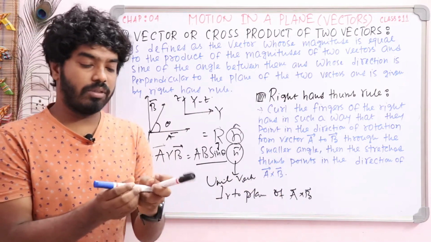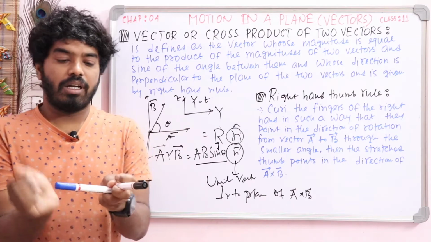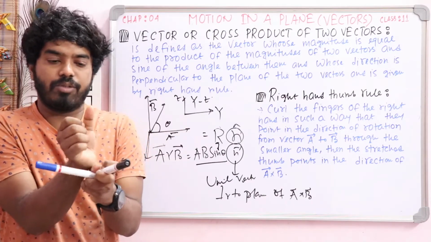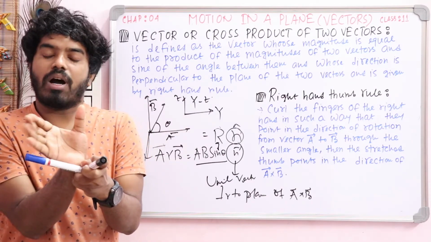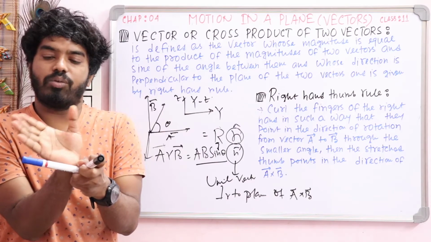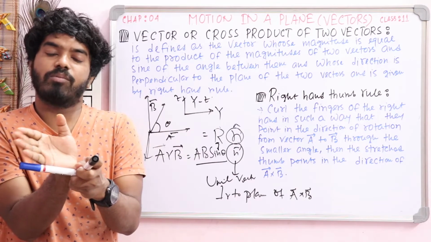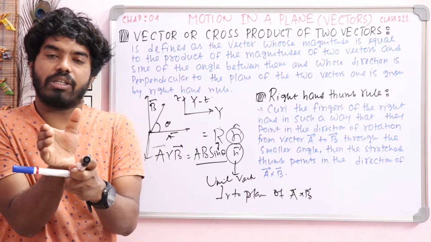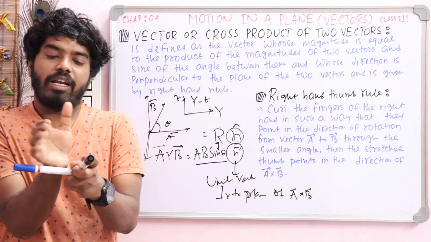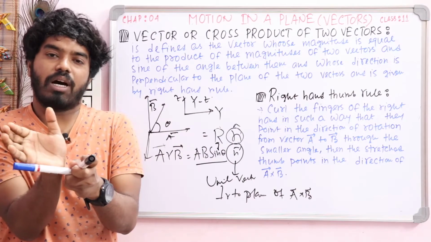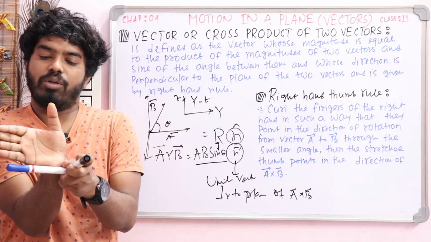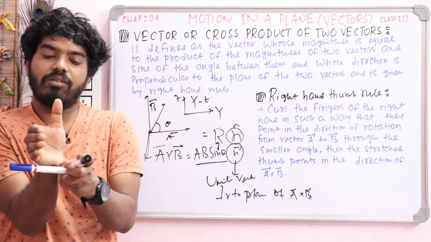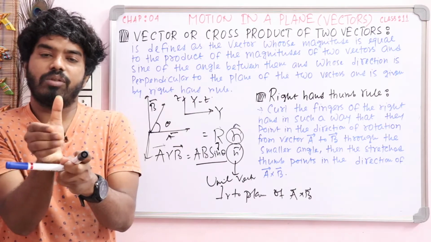Okay, so this is our vector A, this is our vector B. Now your right hand, you just put your right hand here. Now you curl your fingers in this way, A to B, along the smaller angle. This is our smaller angle, so you curl your fingers along this direction, A to B, and you just see what is the direction of your thumb. When I am rotating the fingers along this way, the thumb is directed along this way.